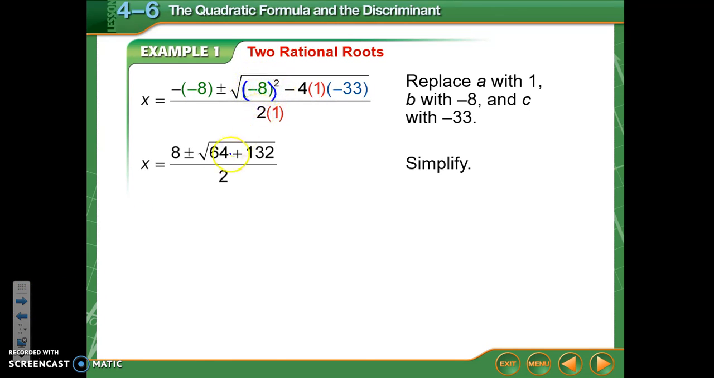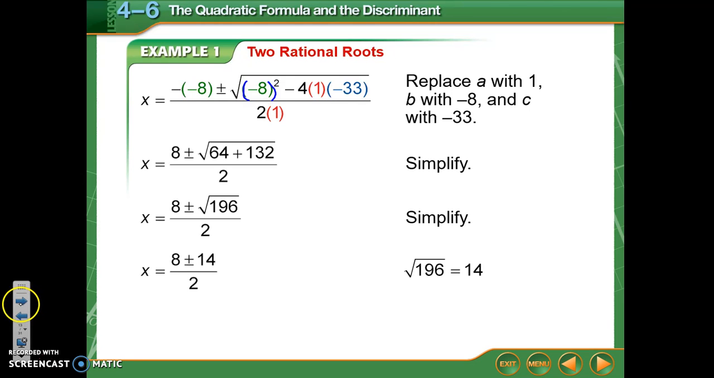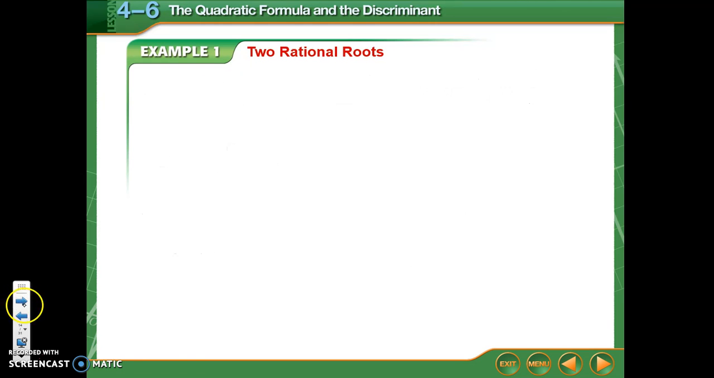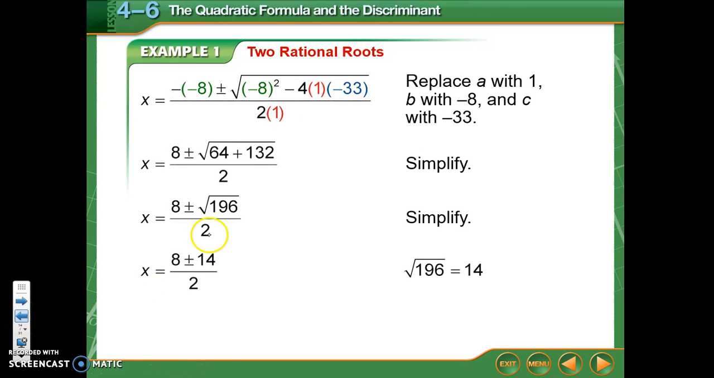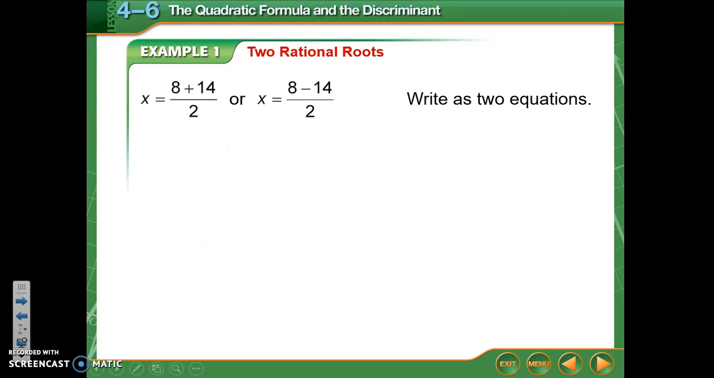Negative 8 quantity squared is positive 64. Negative 4 times 1 times negative 33 gives me plus 132. I add those together and I get 196. The square root of 196, you should have those memorized from section 4 when I gave you that big list. The square root of that is 14, so 8 plus or minus 14 all over 2. So since it's written like this, plus or minus, I split it up into 2 different solutions, x equals 8 plus 14 over 2, or x equals 8 minus 14 all over 2.